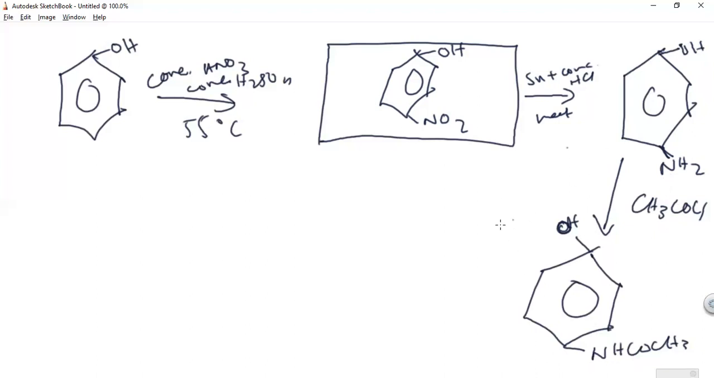Now, the interesting thing which I was going to tell you is, this is the structure of the paracetamol which we tend to eat. You can search it on Google or YouTube. This is actually the structure for paracetamol. So now we become doctors, we become pharmacists. We can produce medicine.